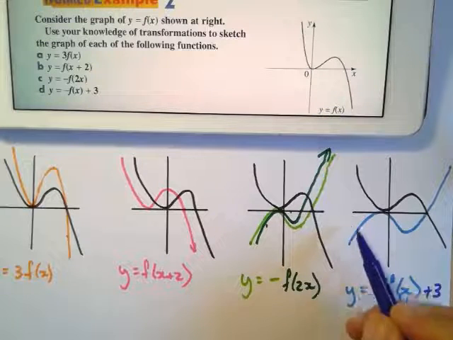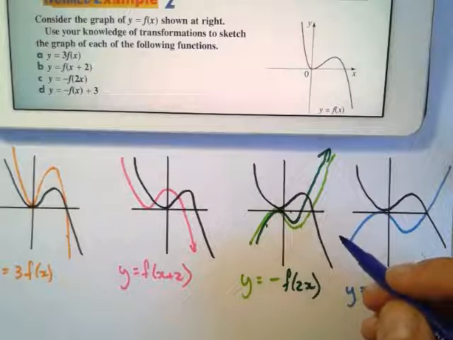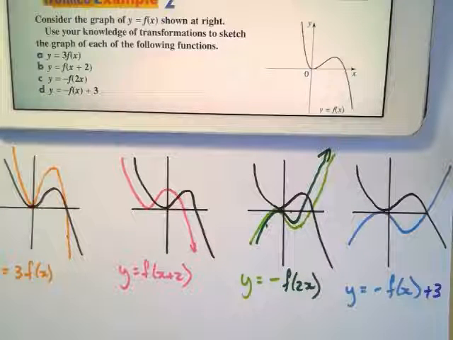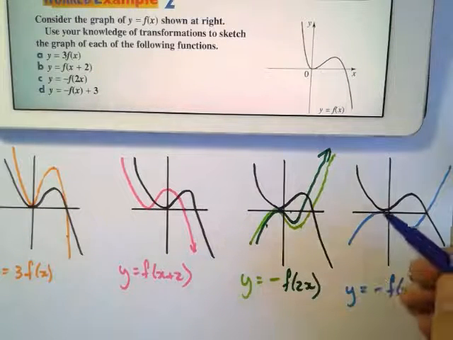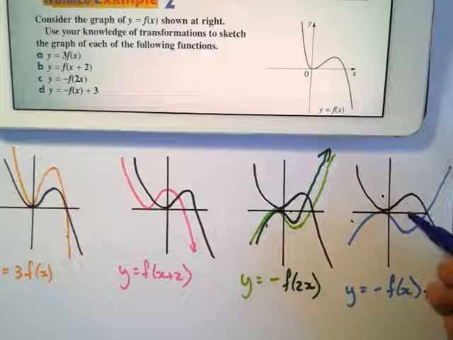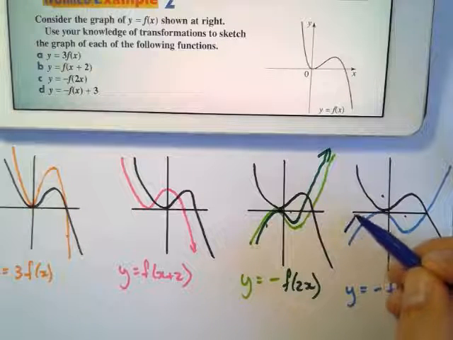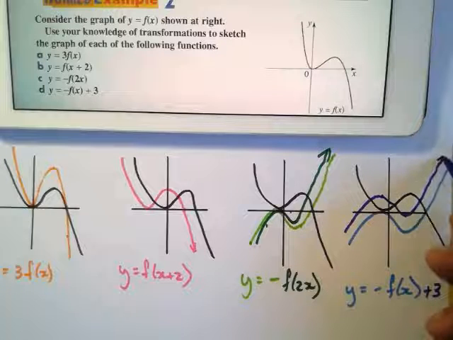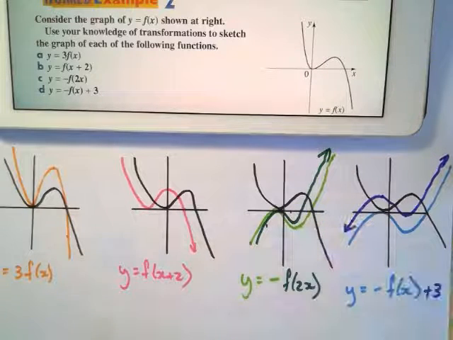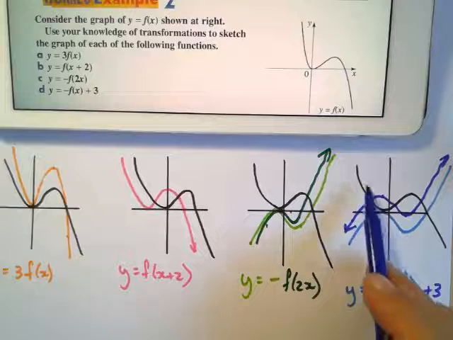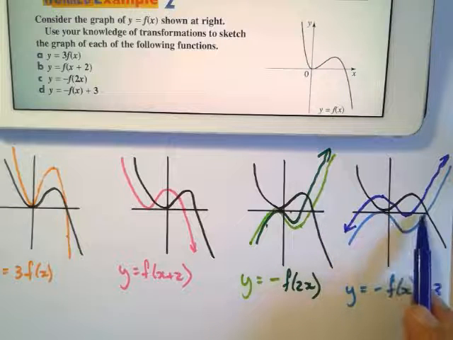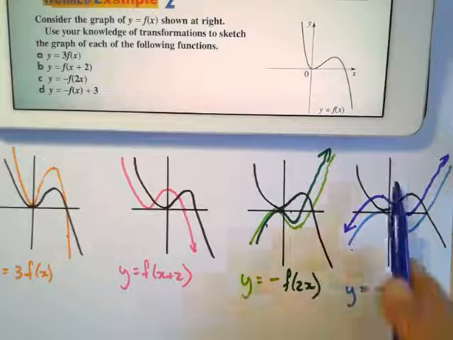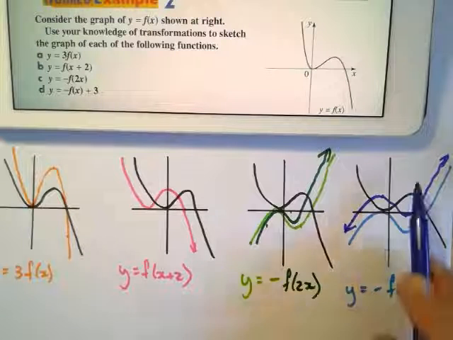So whatever this is, this whole thing will move up. All of these will move up. That point will be 3 up, this will be 3 up, this will be 3 up. So it's going to look like that. So that will be first mirrored in the x-axis, and then it will be translated 3 units up.